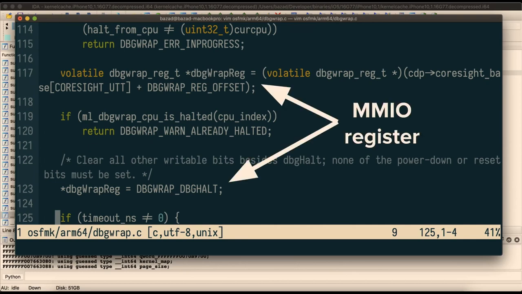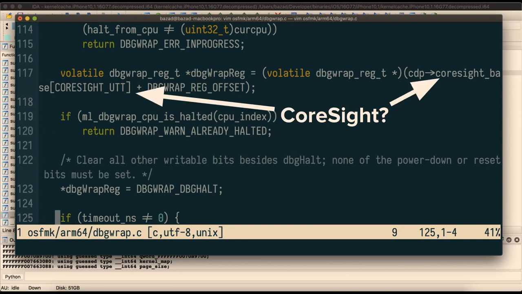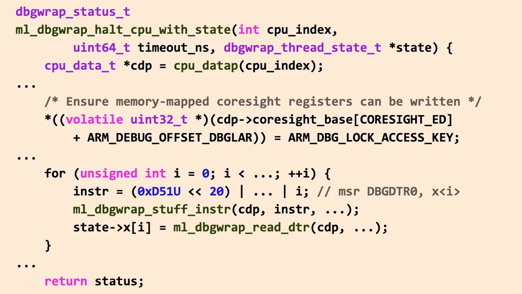So this really strongly supports the idea that this is some special MMIO register. And when I was looking online for references to this debug wrap thing, I wasn't really getting any results. So it really strongly suggested that, yes, this is some sort of proprietary Apple-specific interface. The other thing that caught my attention was this reference to something called CoreSight. I remembered hearing CoreSight somewhere before, but didn't really know what it was, so I marked it as something to come back to.